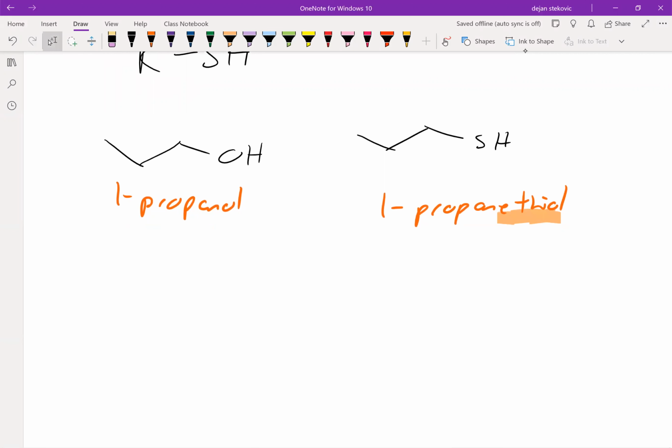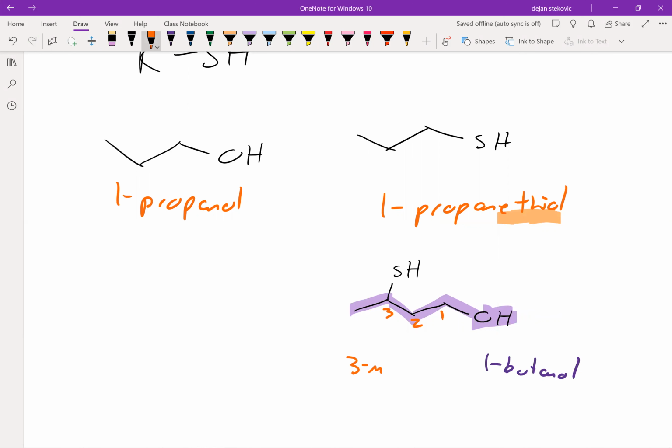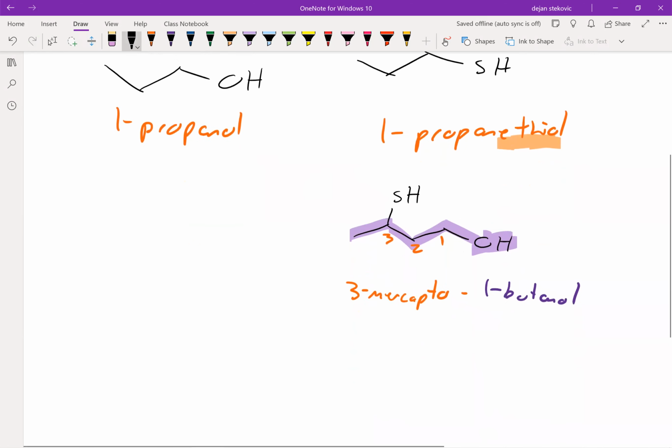So that's when the thiol is the major component of the molecule. When the thiol is just a minor component of the molecule, it gets a different name. So for example, this alcohol is actually the major component of this molecule, so this would be 1-butanol. And then you can see at the 1, 2, 3 position, we've got a thiol, but when it's a substituent, it gets a different name. It's called a mercapto. So this is 3-mercapto 1-butanol. Confusing, but that's just the way it is.